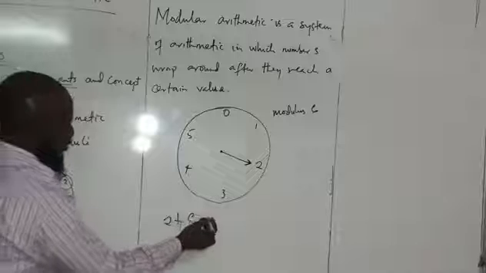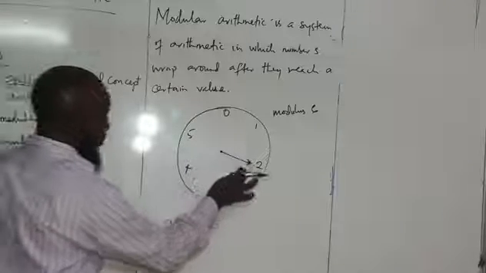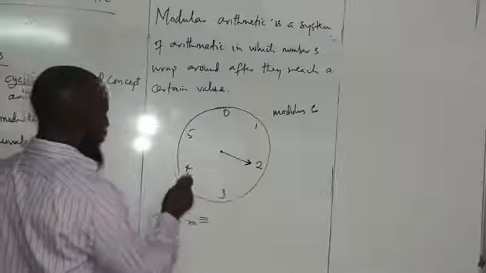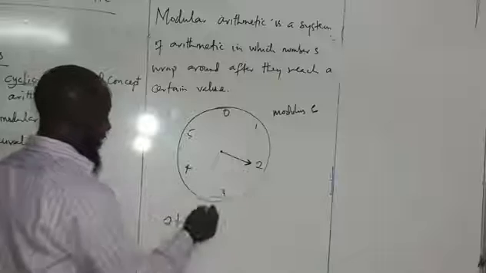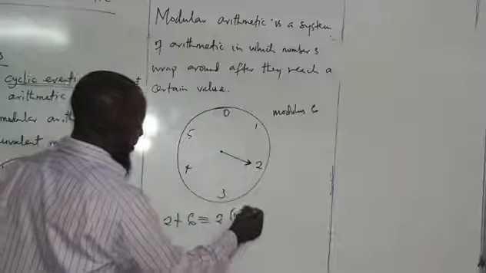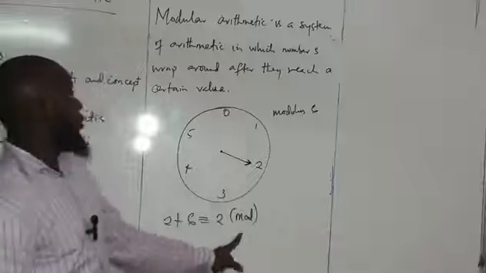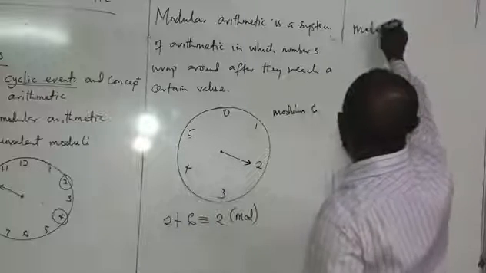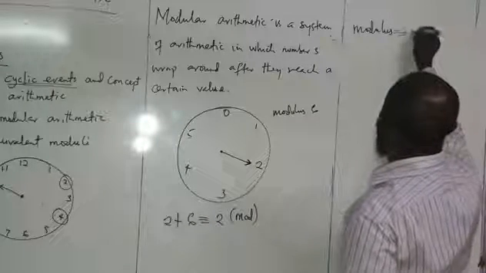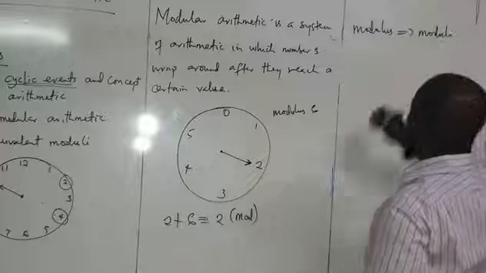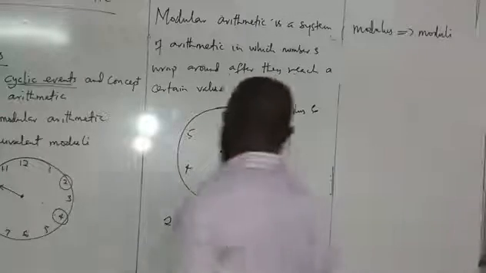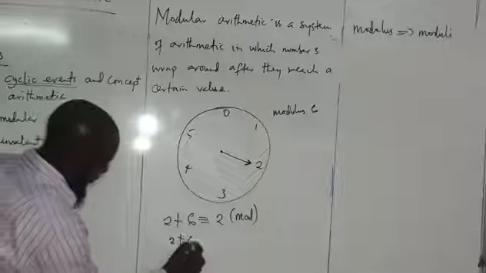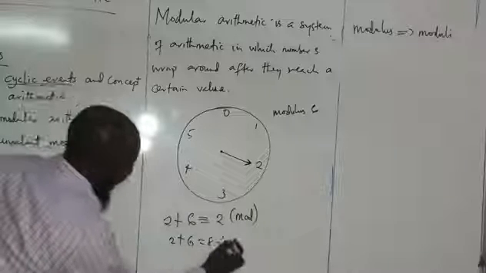2 plus 6 must be equivalent to what? After 2 here, we're going to count 6 clockwise: 1, 2, 3, 4, 5, 6. So the answer will still be 2 in mod 6. Mod here is short form of writing modulus, and the plural of modulus is moduli. So it's still the same thing as 2. From what we just discussed, 2 plus 6 is equal to 8, divided by 6.